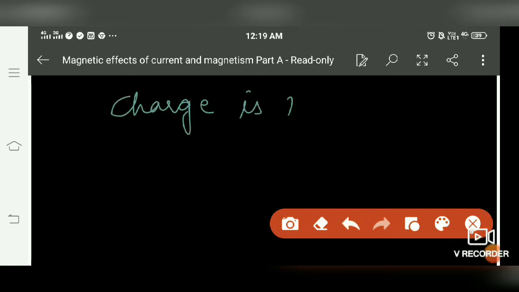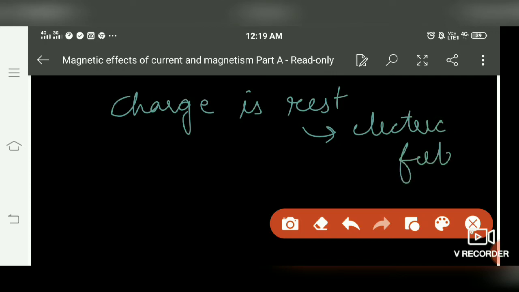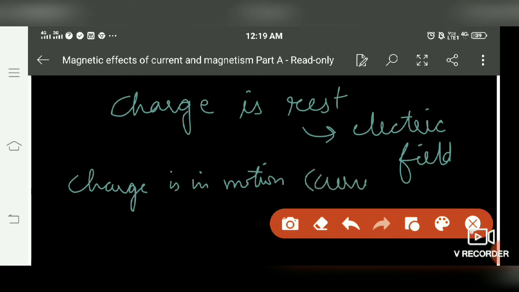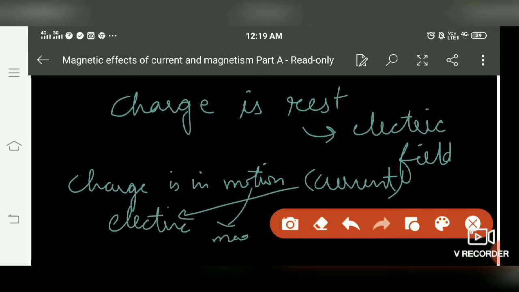Now let's start it. First of all, we know when the charge is at rest, then it contributes to which field? Electric field. It contributes to electric field. But when charge is in motion and it constitutes some current, then this current creates both electric field as well as magnetic field.